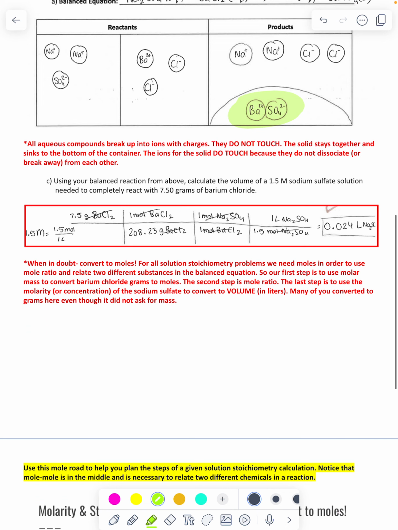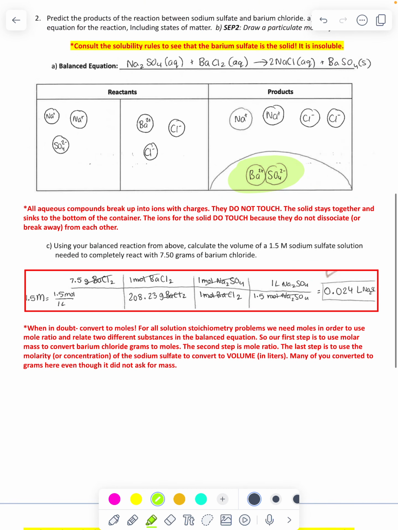All right, now on to the calculations. Now it's asking us to use this balanced equation up here to solve the problem. And it's saying calculate the volume of sodium sulfate needed to react with 7.5 grams of barium chloride. So as I said earlier, we will never start with molarity. We will use it as a conversion factor. So instead, we will start with our grams of barium chloride.